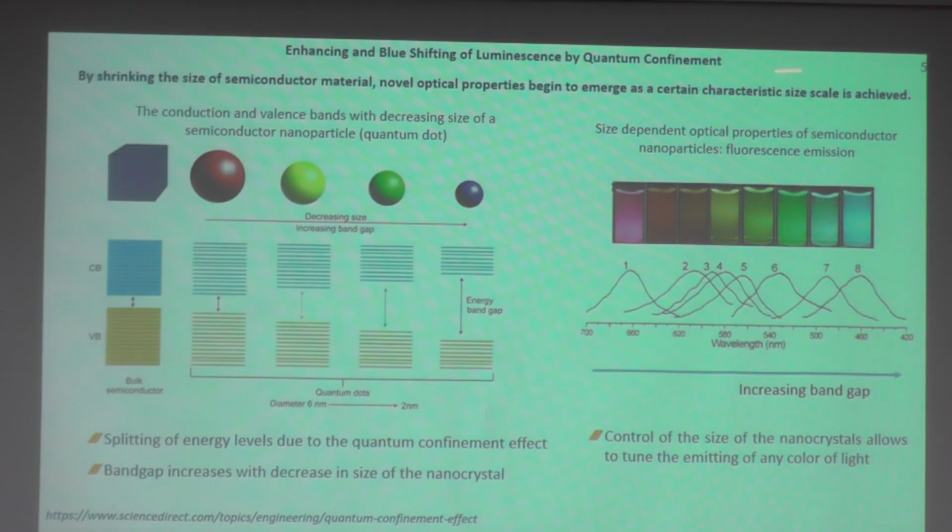Here you can see the size-dependent optical properties of such nanoparticles. This is the fluorescence emission, measured in liquid. This is the first sample, this is the 8th sample, and you can see the shift of the absorption from larger wavelength to lower wavelength. So we have a so-called blue shift. By controlling the size of such nanoparticles, we can control and tune the color of light of such materials.